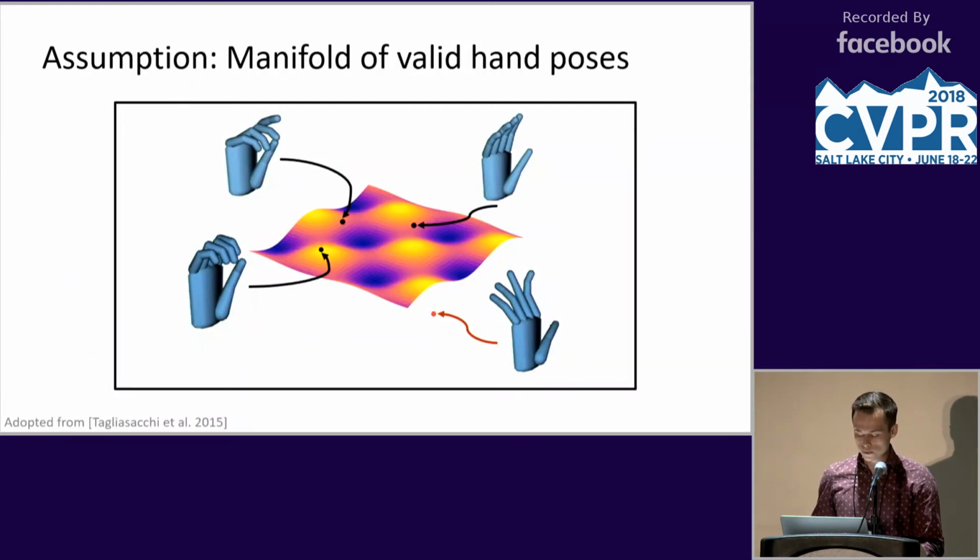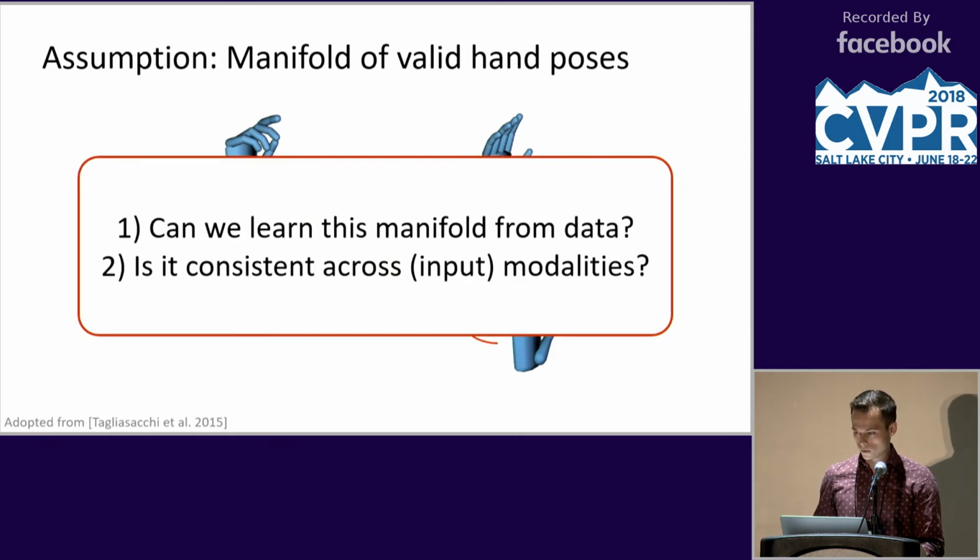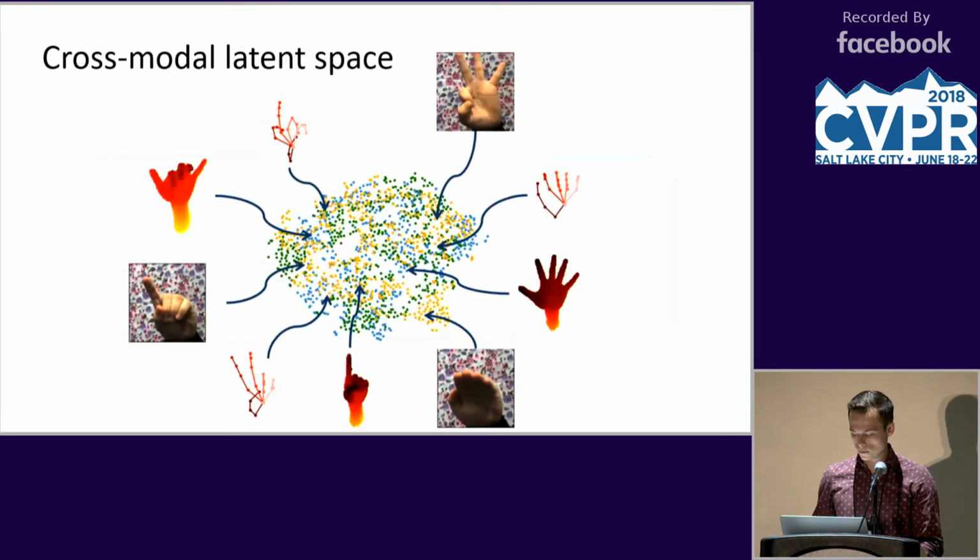We, on the other hand, assumed the existence of a low-dimensional manifold of biologically plausible hand poses, which we would like to learn. Samples that do not lie on this manifold are not valid hand poses. An example of this can be seen in the red dot. A similar assumption has been exploited in model-based hand tracking with depth images. This raises two questions. Can we learn this manifold from data? And is it consistent across input modalities? It turns out the answer to both questions is yes.